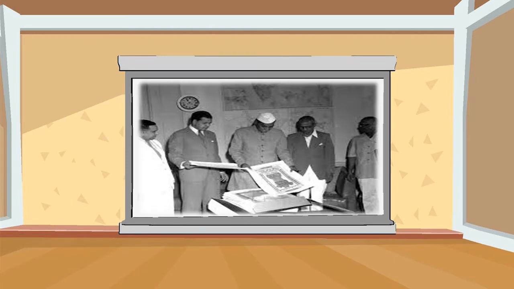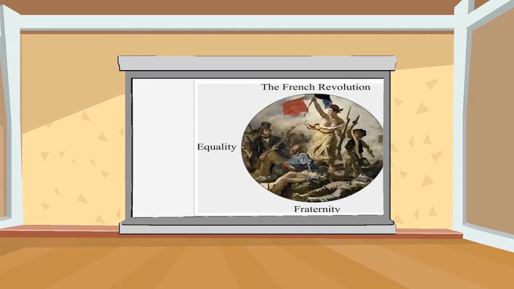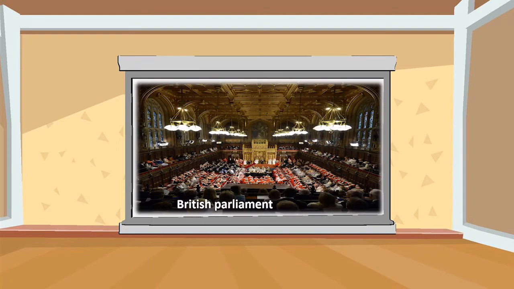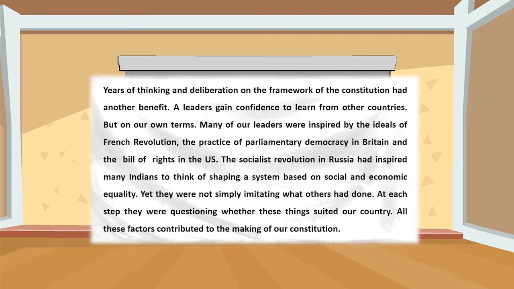With the passing years of thinking and discussion for the framework of the Indian Constitution, the leaders gained confidence and learned from other countries. Leaders were inspired by the French Revolution, the practice of parliamentary democracy in Britain, and the Bill of Rights in the USA. The Socialist Revolution of Russia also became an inspiration to the Indian leaders. The uniqueness of this pattern was that they were not blindly imitating what the other countries had done, but they were picking up ideas from other countries and trying to cross-check if they were suitable in a country like India.